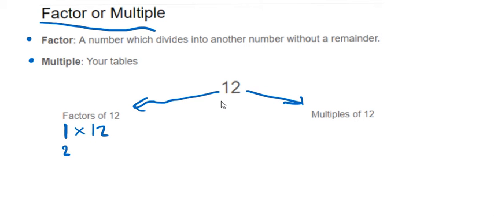Then, because we have 1 already, we try 2 next. So we ask, is 2 a factor of 12? Well, it is, because we know that 2 multiplied by 6 will give us 12, if you think back to your times tables. Then try 3 next. Does 3 divide into 12? Well, 3 times 4 gives you 12.